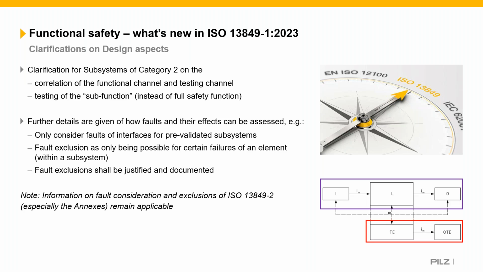So only consider faults of interfaces for pre-validated subsystems, or fault exclusion as only being possible for certain failures of an element, and fault exclusions shall be justified and documented. So you've got to make sure if you're going to make a fault exclusion to anything, you must document that. They don't always need to be within the same panel. They could be spread across numerous panels. But generally, if you're going to make a fault exclusion, you've got to justify it and be very, very confident of backing that up.